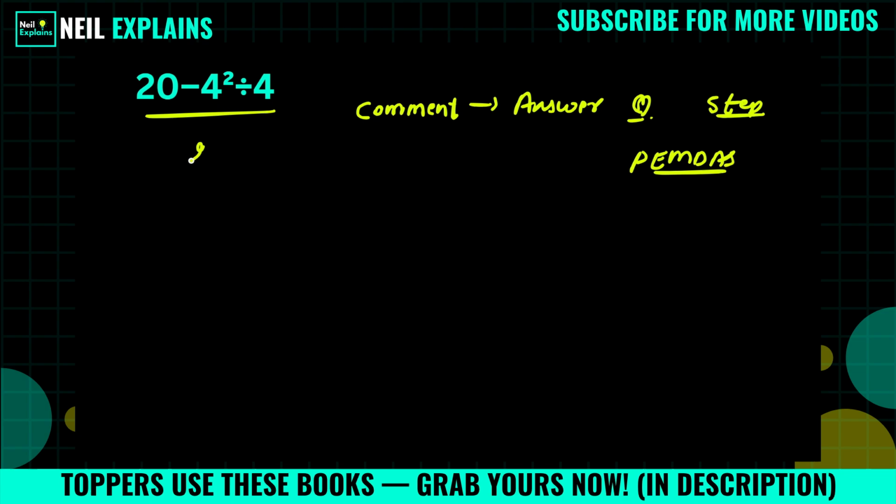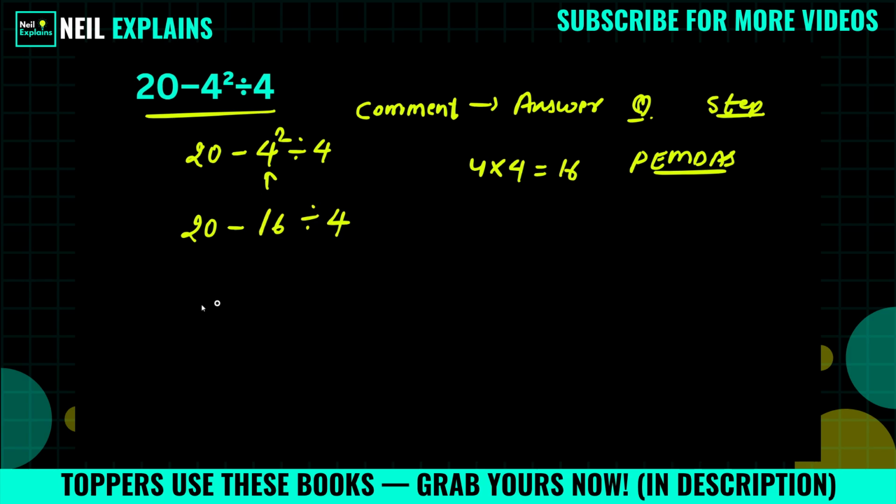So first, what we have given is 20 minus 4 square divided by 4. First we will solve the exponent part. 4 square means 4 times 4, that is equal to 16. Here 4 square becomes 16, divided by 4.